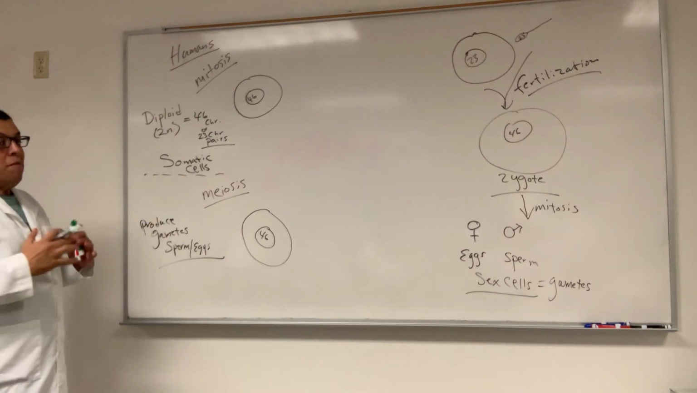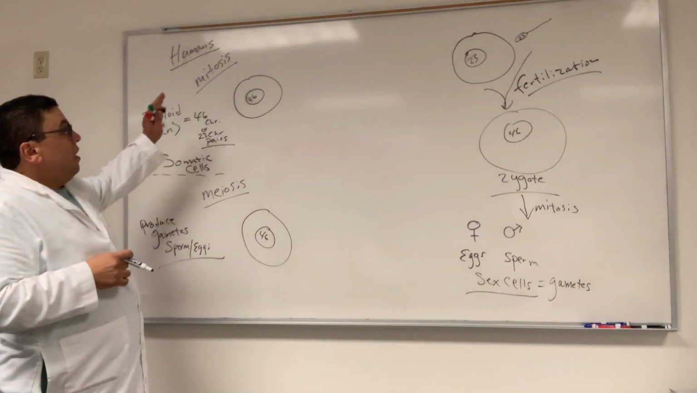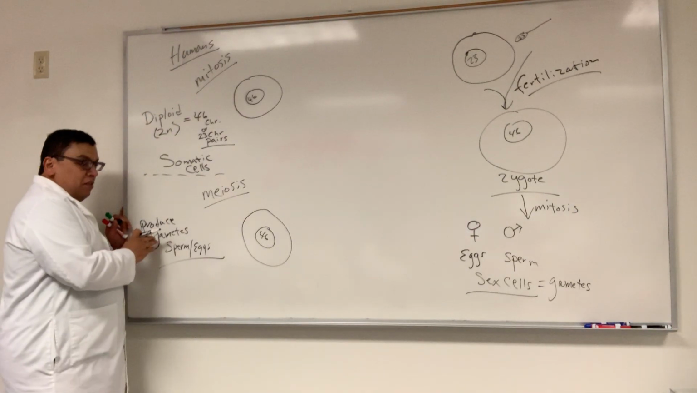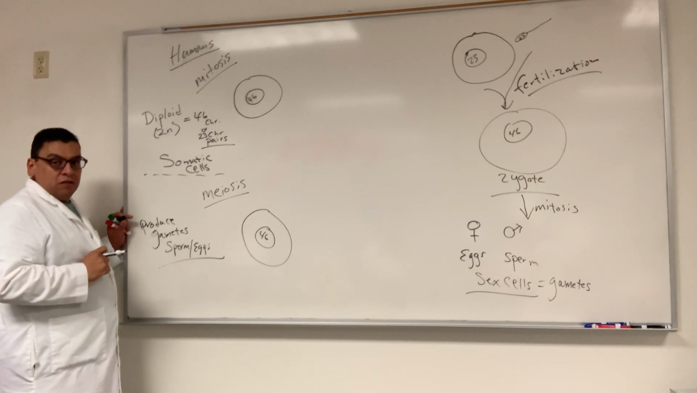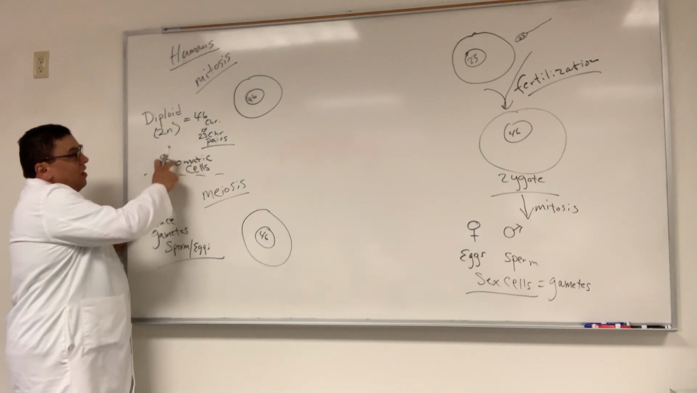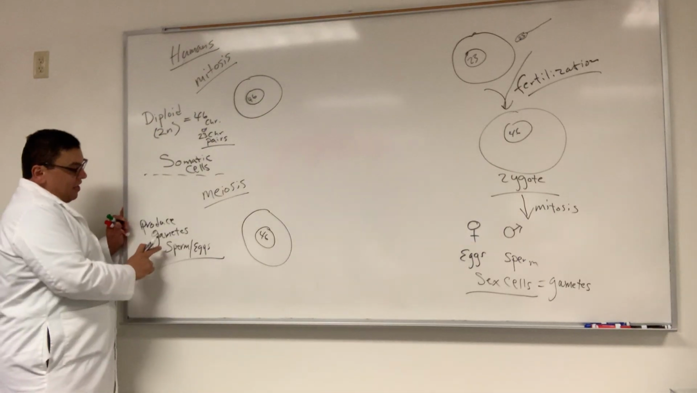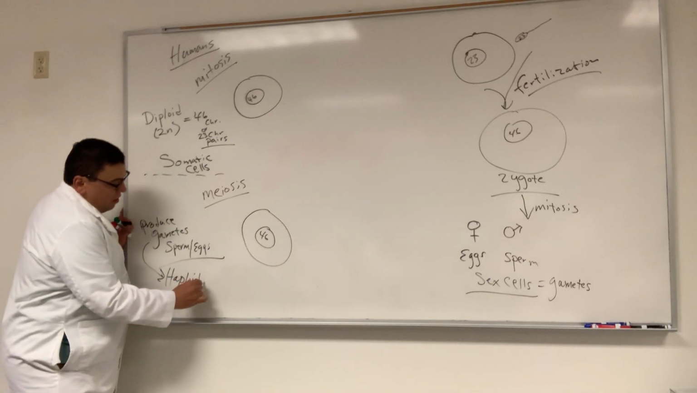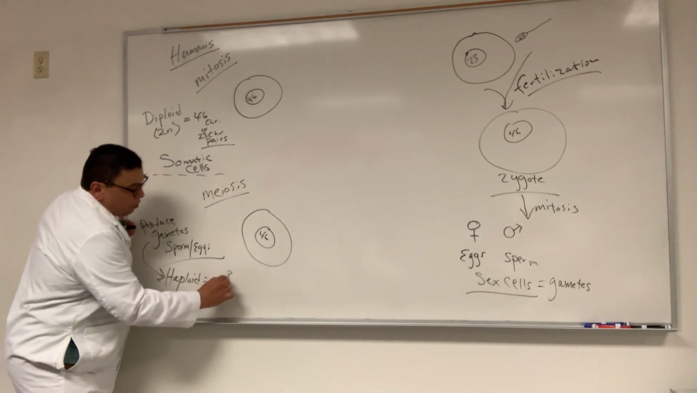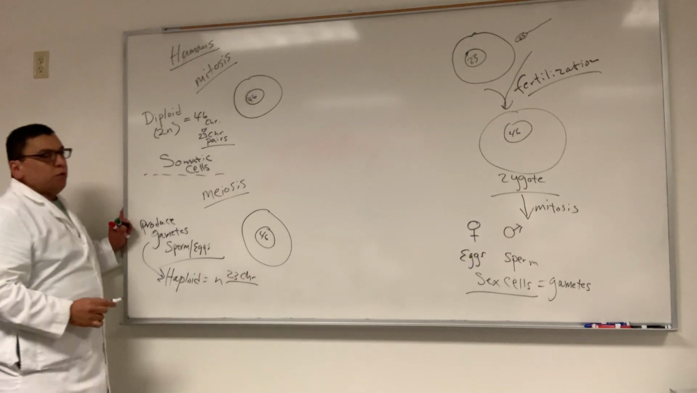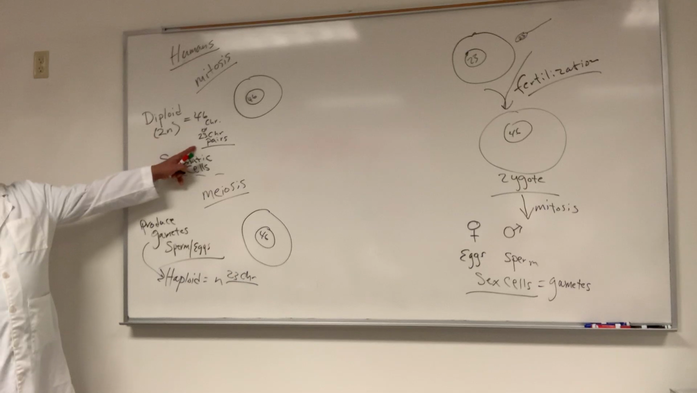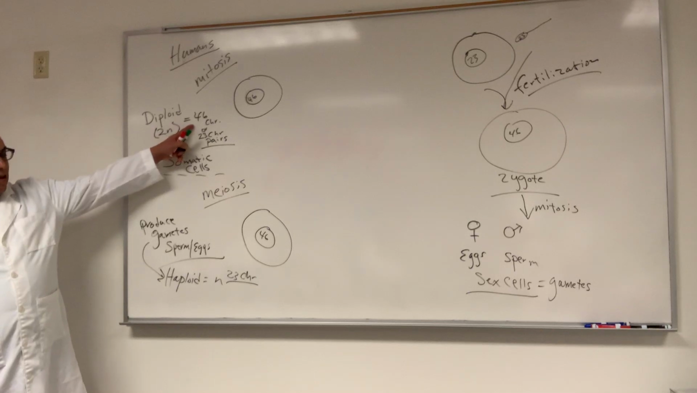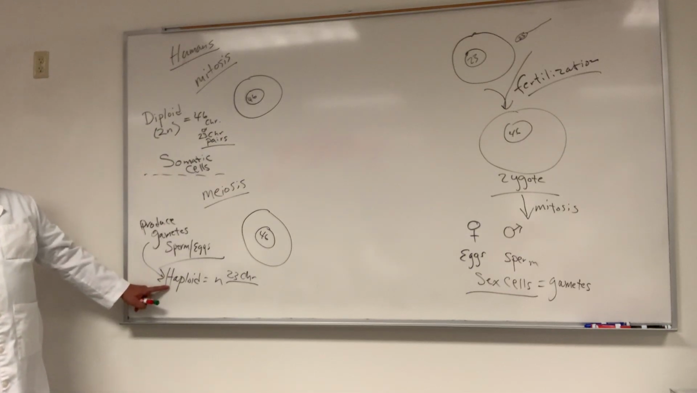So let's put it together. Somatic cells are divided by mitosis. Gametes are produced by meiosis. Somatic cells are diploid. The gametes that we're going to produce at the end will be haploid. We'll only have N, which is 23 chromosomes. Look at the difference between the two. This is 23 chromosome pairs. That means 23 times 2, which is 46. For the gametes, it's just 23 chromosomes.